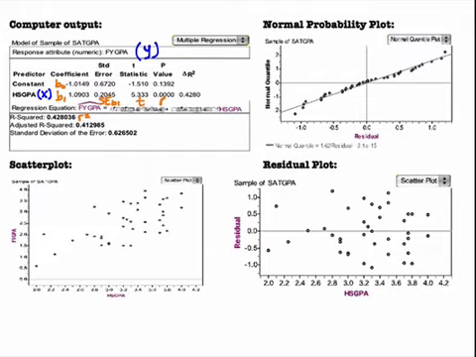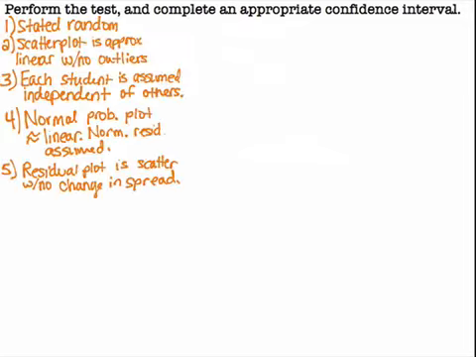Okay, here's all our important pieces. You might want to label those. So freshman year GPA is our y variable. High school year GPA is our x variable. I have b sub 0, b sub 1, the standard deviation, t and p, and then our r squared value. Now they want us to perform a test and complete an appropriate confidence interval.